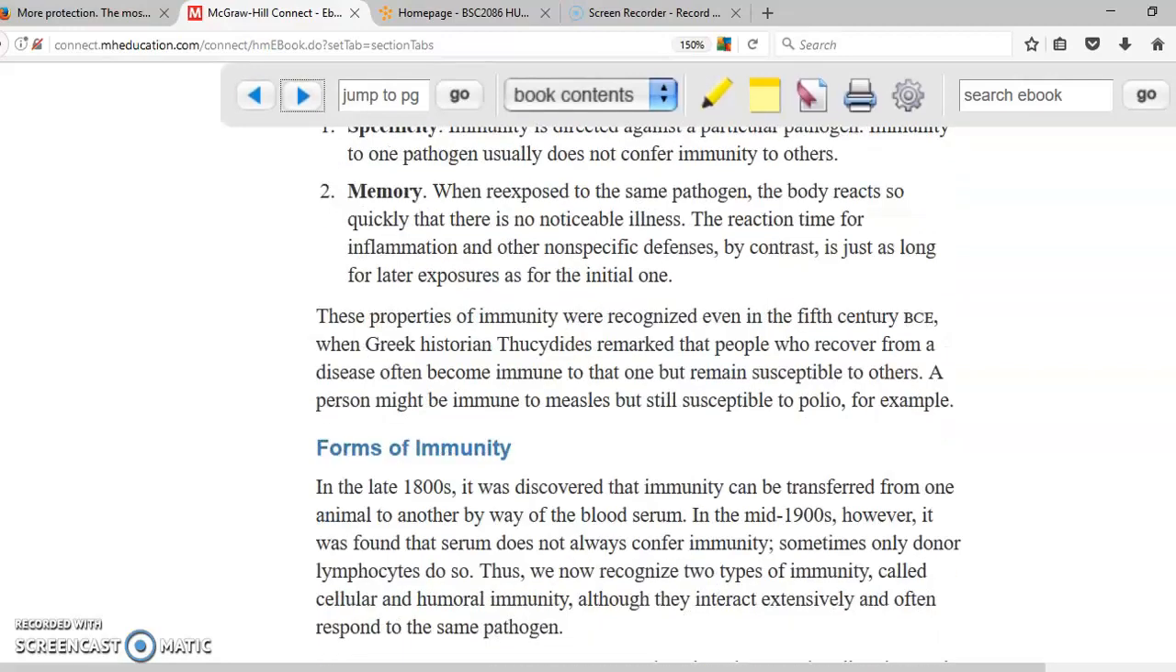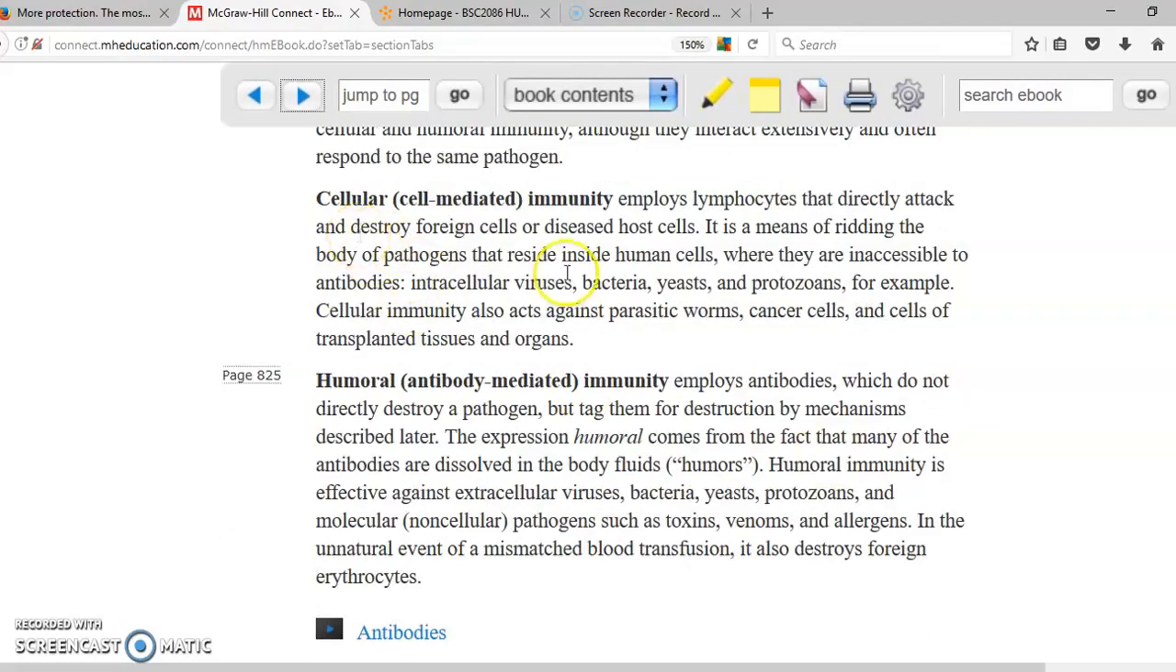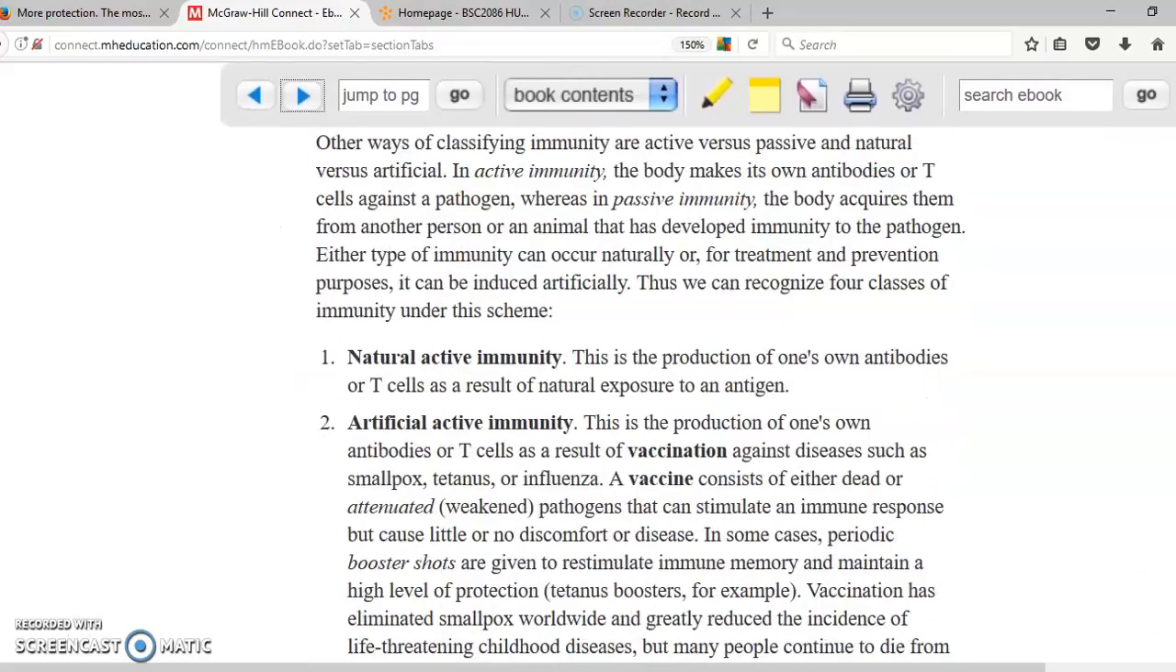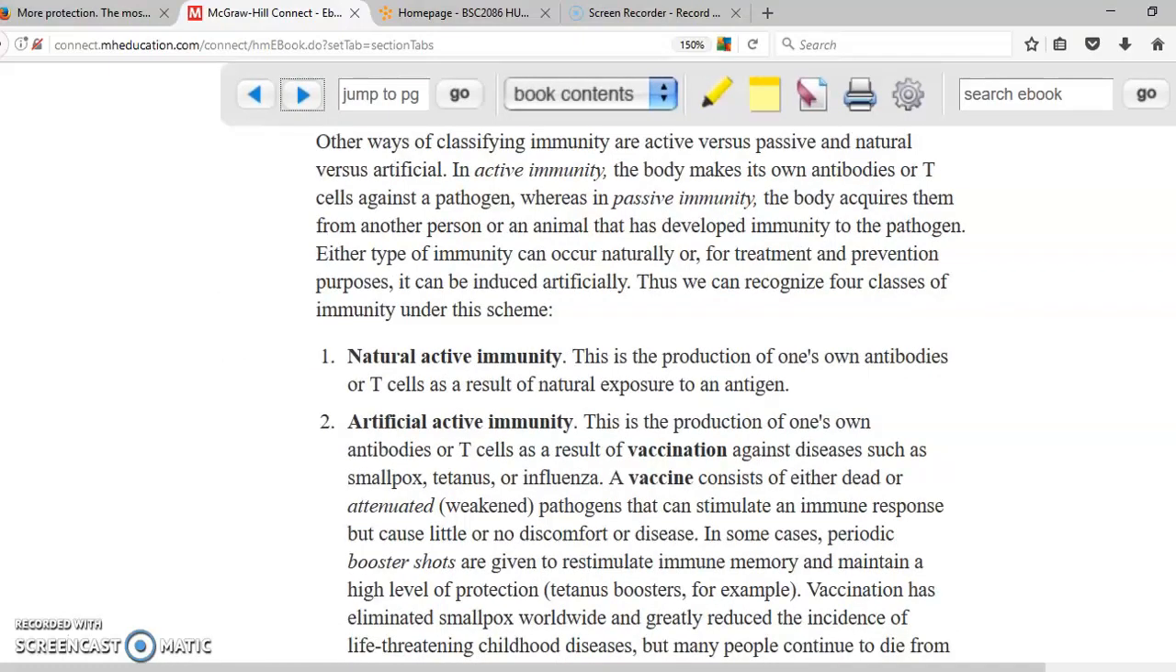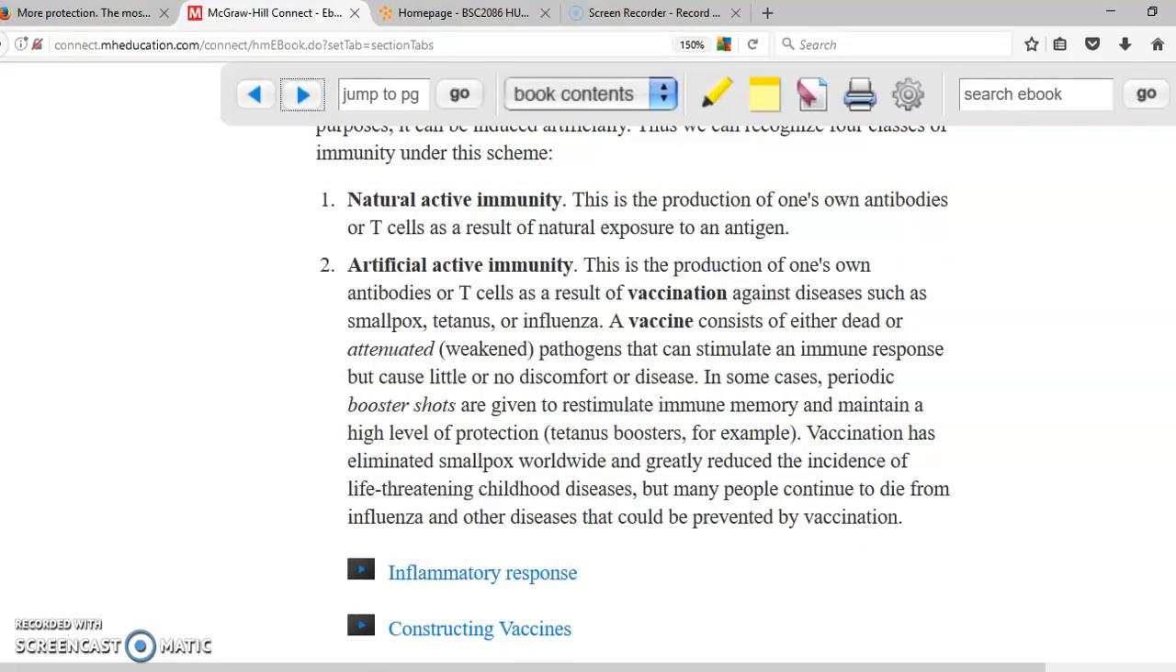This type of immunity is based on cellular immunity. This one is the one that relates to lymphocytes T and lymphocytes B. Humoral relates to the antibodies. Let's keep scrolling down then. Based on the way we produce our antibodies, there are different kinds of immunity.